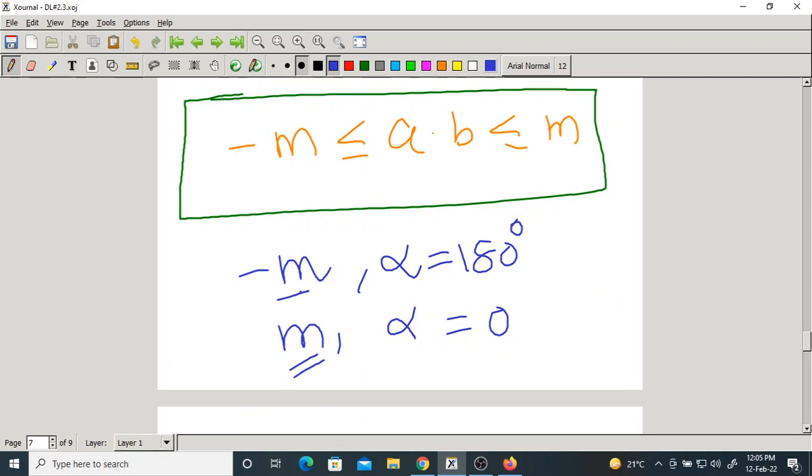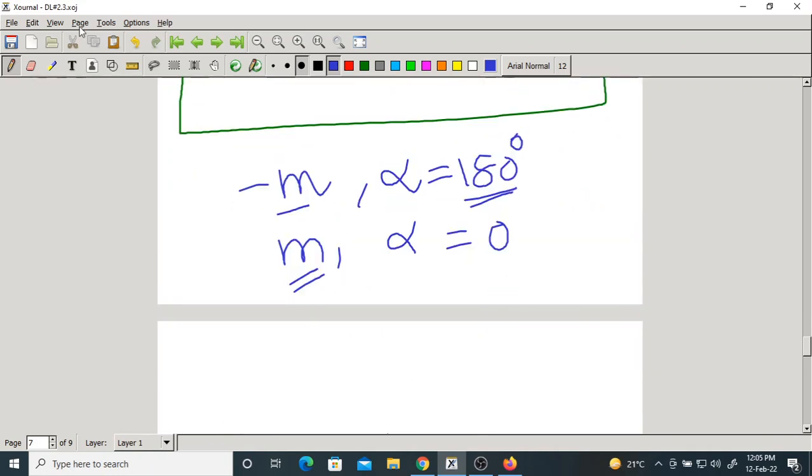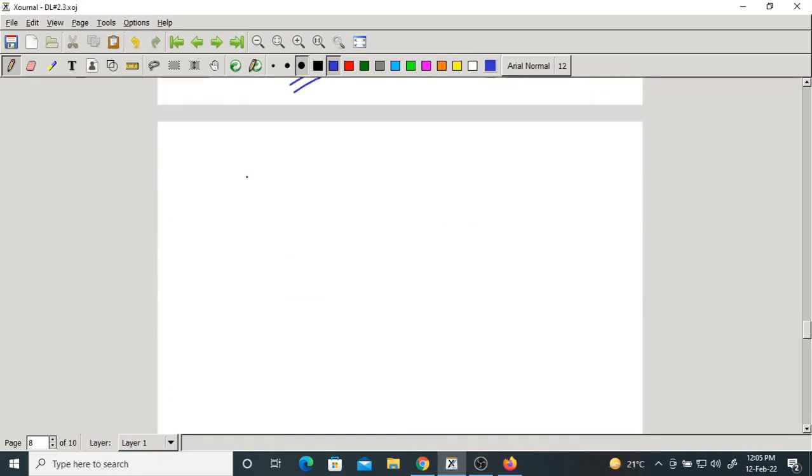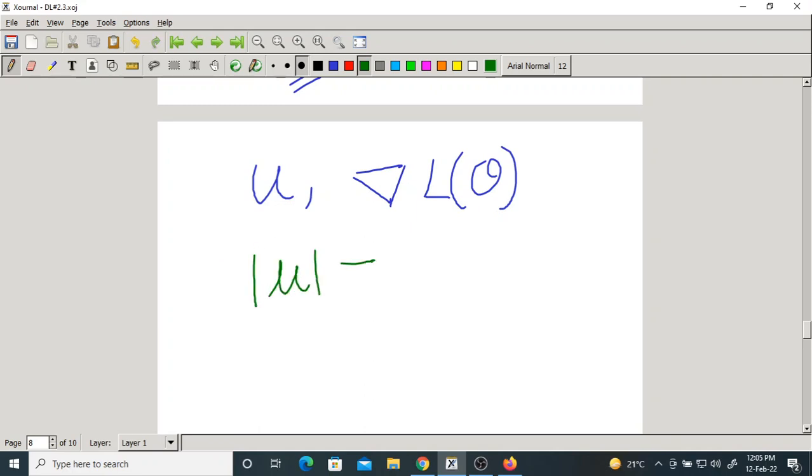Minus m. It happens if and only if the angle between the vectors is 180 degrees. What is minus m? What is m first of all? Here we are dealing with two vectors, u and del of L of theta. Suppose mod u and mod of del of L of theta, the product of the mod of these two, is k. Is it okay, all of you?